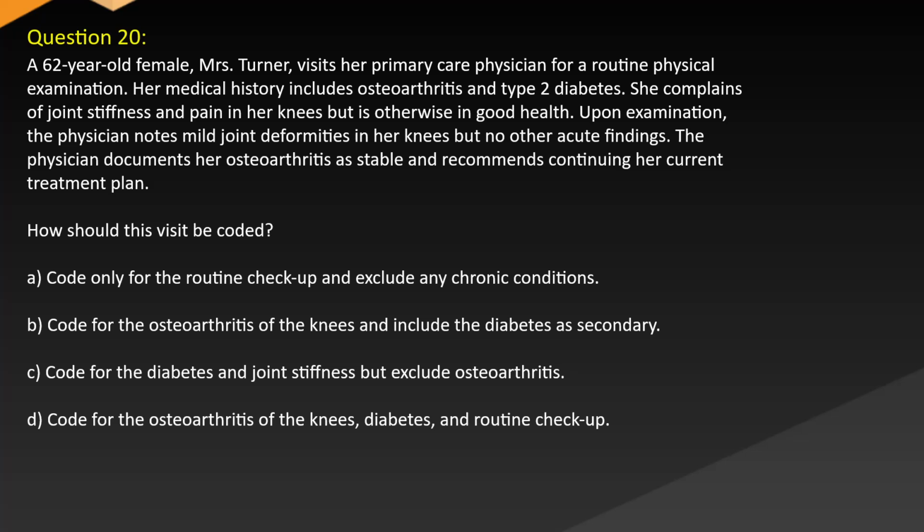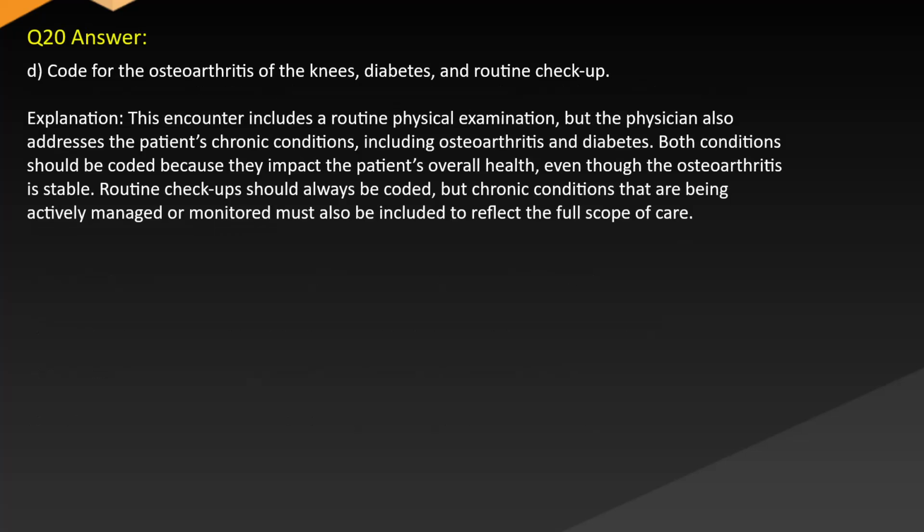A. Code only for the routine checkup and exclude any chronic conditions. B. Code for the osteoarthritis of the knees and include the diabetes as secondary. C. Code for the diabetes and joint stiffness but exclude osteoarthritis. D. Code for the osteoarthritis of the knees, diabetes, and routine checkup. Answer: D. Code for the osteoarthritis of the knees, diabetes, and routine checkup.